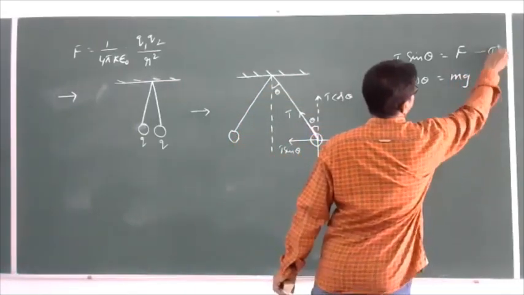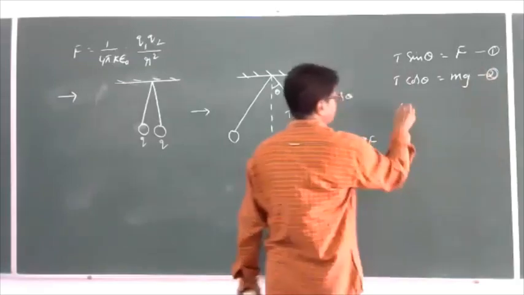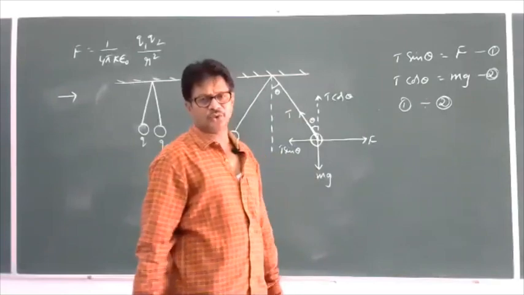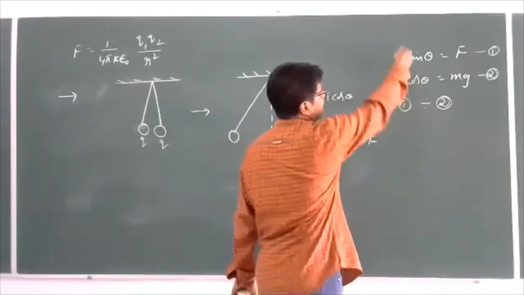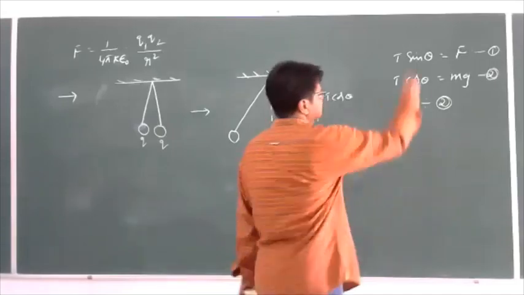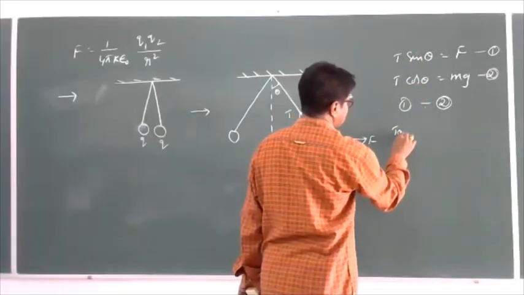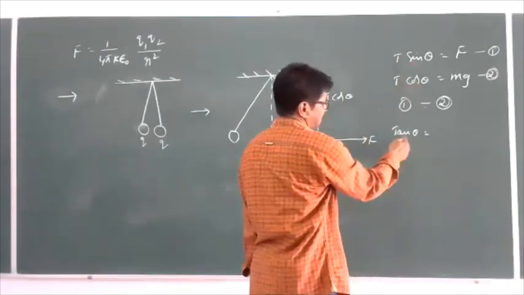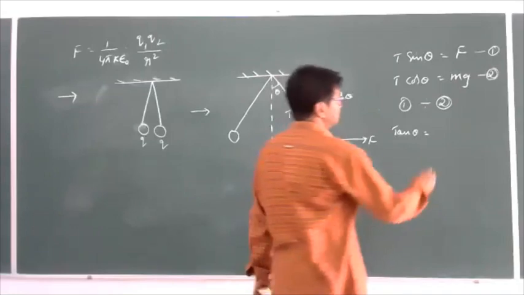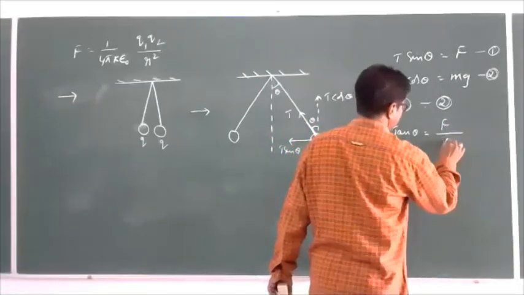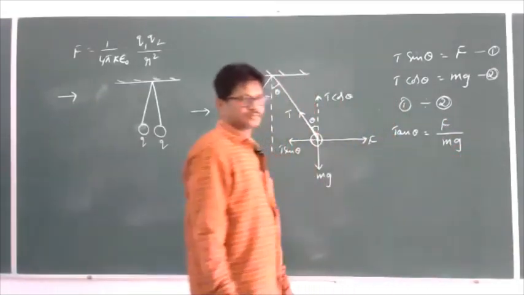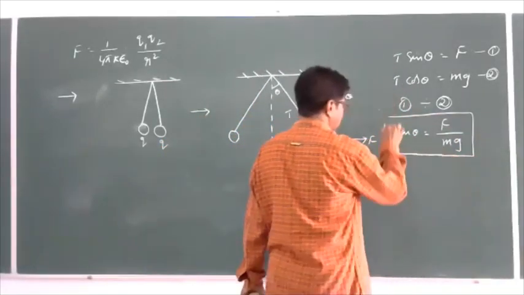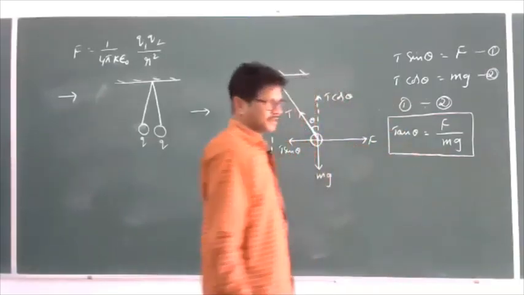So then the body will be in equilibrium. If I divide those two equations, this T and T cancel. Sin theta by cos theta is equal to tan theta, which is equal to F by mg. So based on this formula, we can find any unknown quantity.